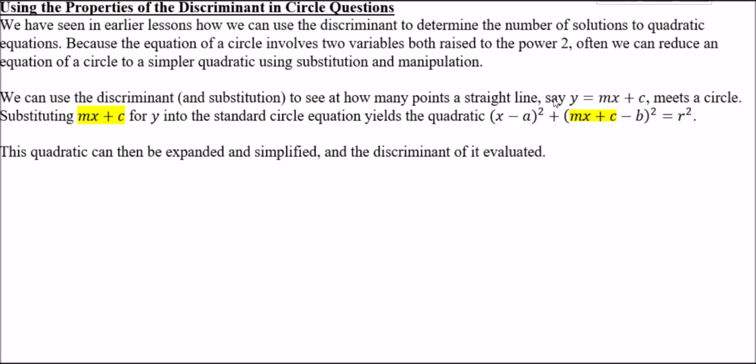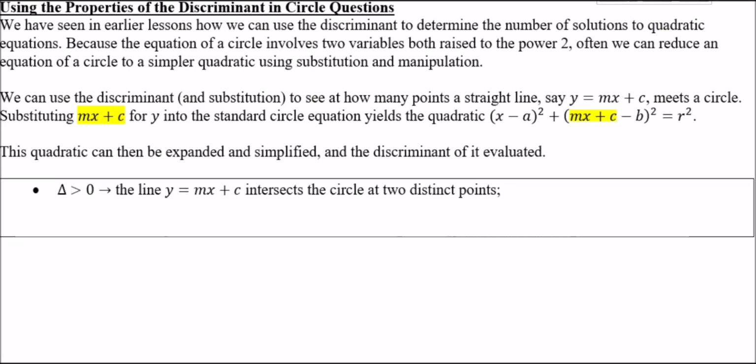So what about the discriminant of this? So one possibility is that this discriminant is greater than 0. And if that's the case, then the line y equals mx plus c, which we've substituted into this formula, must intersect the circle at 2 distinct points. This is the same idea as the discriminant that we saw before. When the value of the discriminant is greater than 0, there's 2 solutions. Only here we're interpreting those 2 solutions as 2 intersections of the line with the circle.